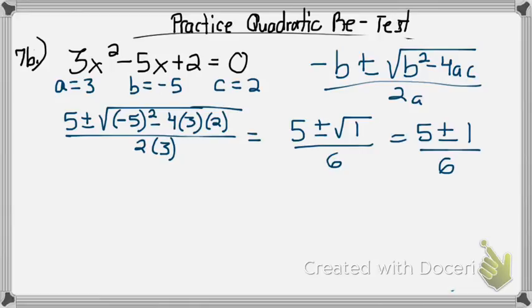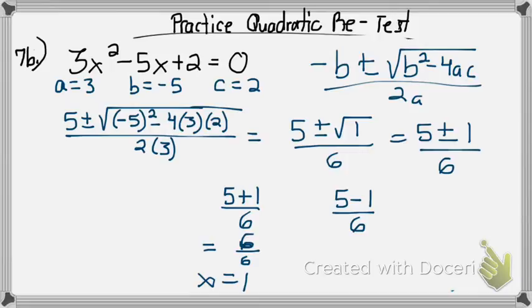Then I can separate into two separate fractions. The first one will be 5 plus 1 over 6, and the second will be 5 minus 1 over 6. So then my first answer will be 6 divided by 6, which is 1. And the second answer will be 4 over 6, which reduces down to 2/3. And those are my two solutions.